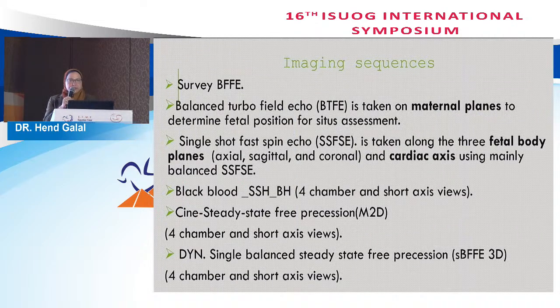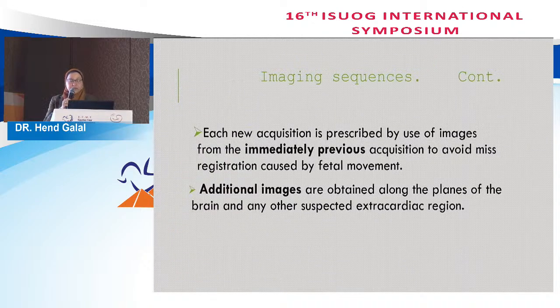The imaging parameters: our sequences were taken in this fetal cardiac MRI, starting with a survey and shift into maternal planes, axial, coronal, and sagittal, using balanced turbo field echo, then shifted into fetal body planes, axial, sagittal, and coronal, and to access the cardiac axis, as we will see in the next slide. Then shifted directly into cardiac imaging in black blood, white blood, and dynamic image sequences.